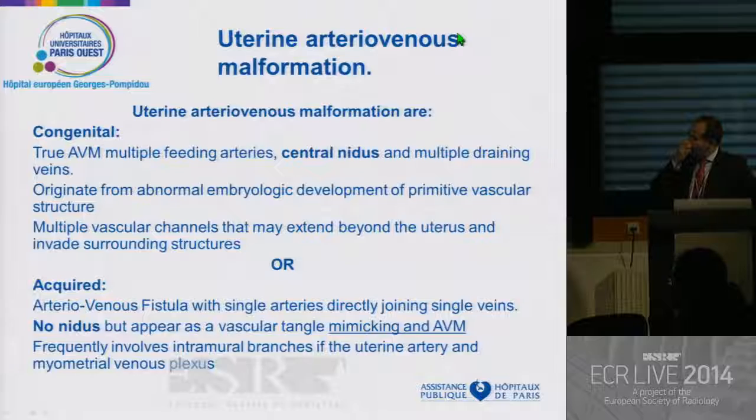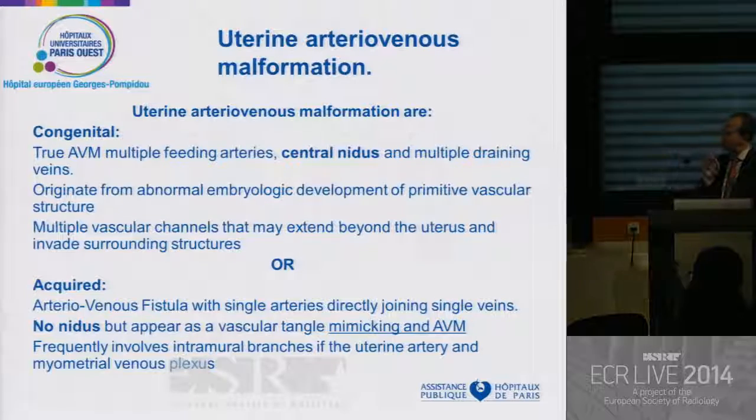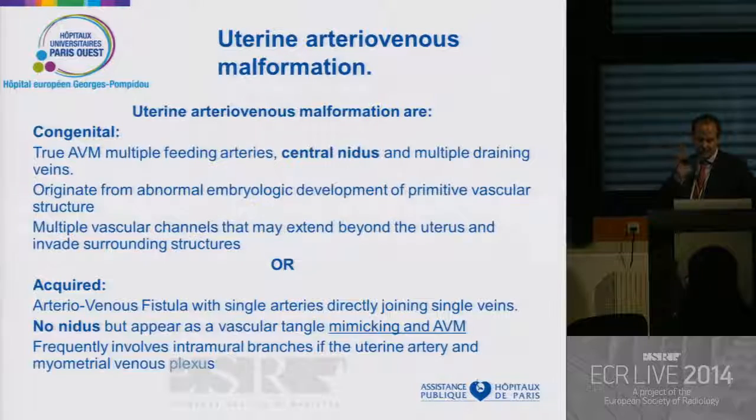So let's go to the second part of my talk: uterine arteriovenous malformation. Two kinds coexist. The first is congenital, a true AVM with multiple arterial feeders, a central nidus, and multiple draining veins. All originate from abnormal embryologic development of the vascular network. There are multiple channels that may extend into the uterus and invade the surrounding tissue. It could be the round ligament, but it could also be the bladder.